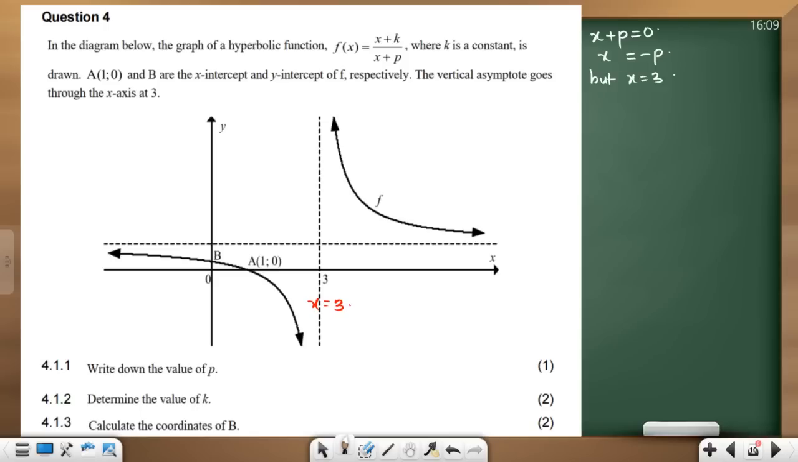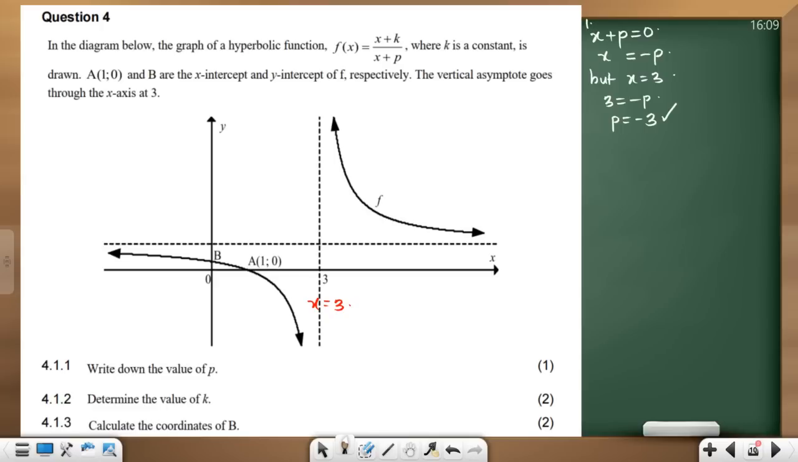For those of us that know, we just write our answer, right? So 3 equals to negative p. What is p? If you know your maths, you don't need to write all of this. You just write it down. X's are deceiving, so the sign will change.